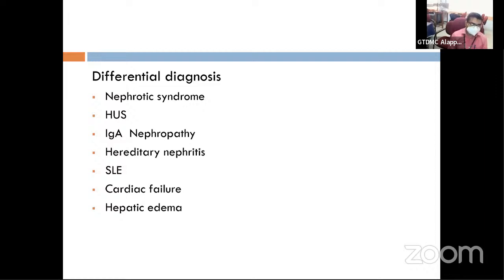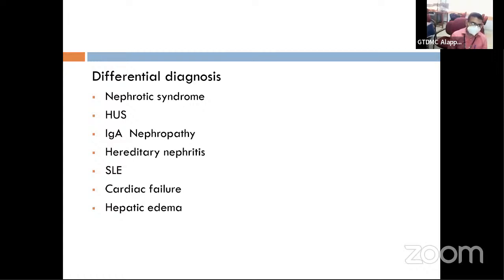And SLE is a differential diagnosis. SLE is usually seen in girl children, and other manifestations will be there, like skin rashes, polyserositis, hematological manifestations, and neurological manifestations in SLE.